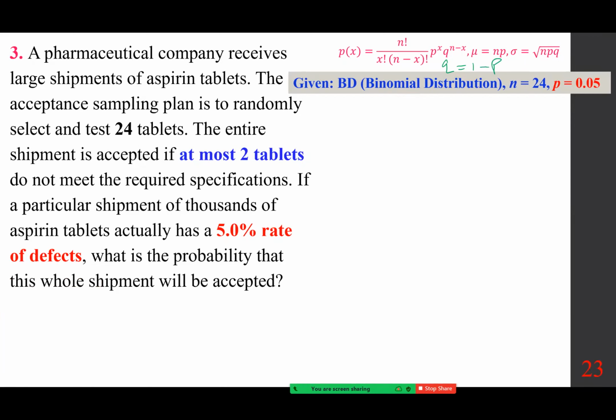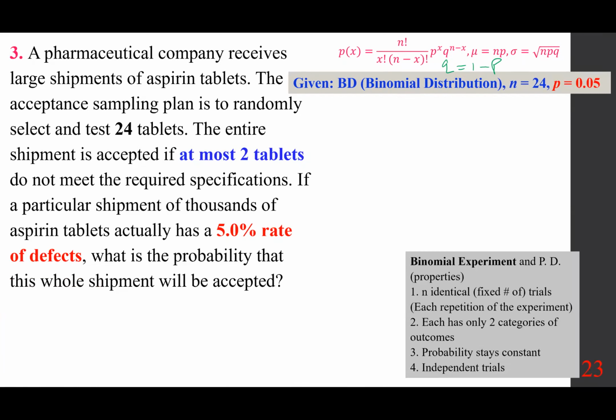All right, so this is the synopsis of what you need to know to move on. So let's look at the definition of a binomial distribution: binomial experiment and probability distribution, PD, probability distribution properties. First and foremost, we have n identical trials.